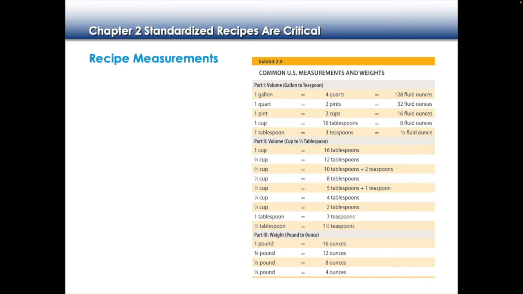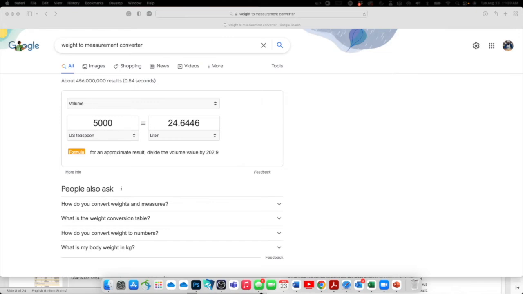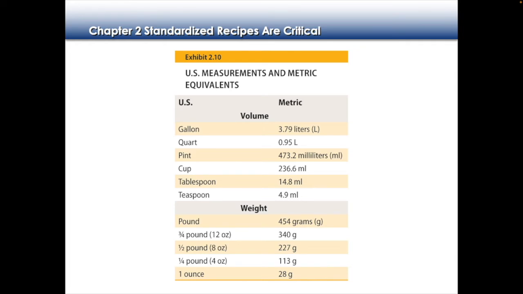Looking at this chart, you can get some examples of different ways that you can convert stuff over. You can convert things from metric to imperial units of measurement. But if you're not familiar with that step, we're not really going to go into that here. I would refer to using a calculator online of some kind. Like this one, for instance, 5,000 teaspoons is 24 liters. So here's an example of US measurements and metric equivalents.